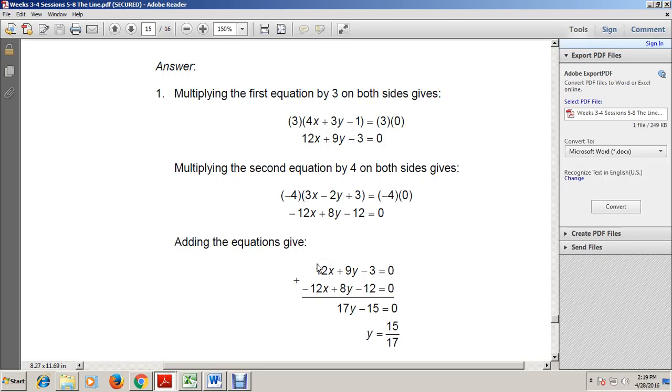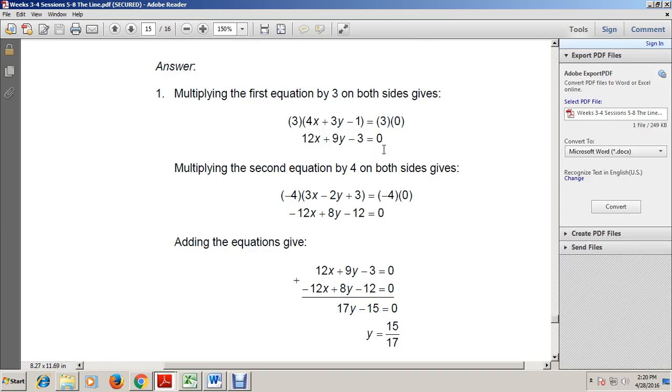So we have to make the coefficient of x positive 12 in the first equation and the coefficient of x in the second equation negative 12. Of course, introducing the factor negative 4 in the second equation means that we're going to multiply negative 4 to all of the elements in equation number 2.